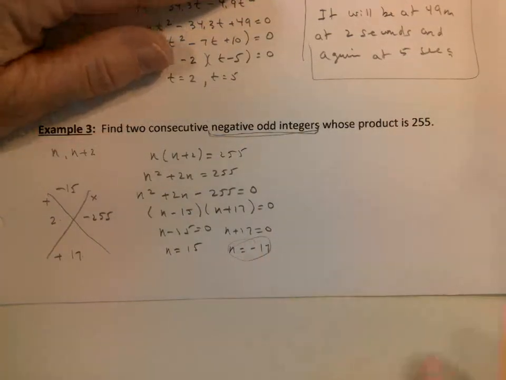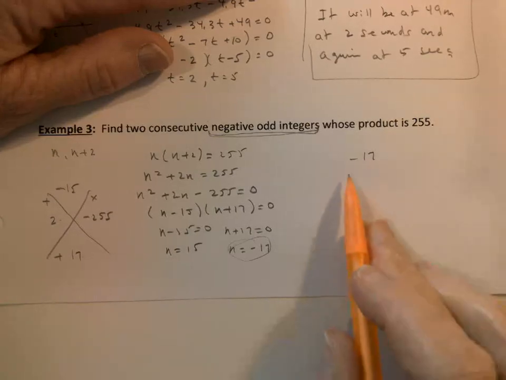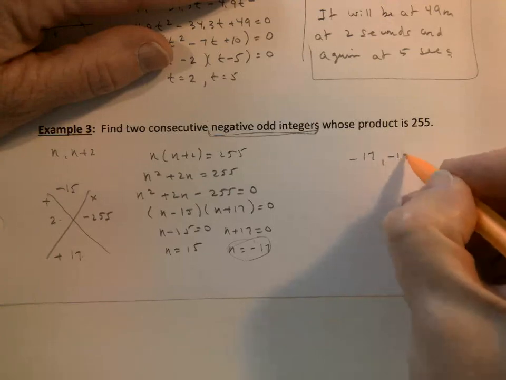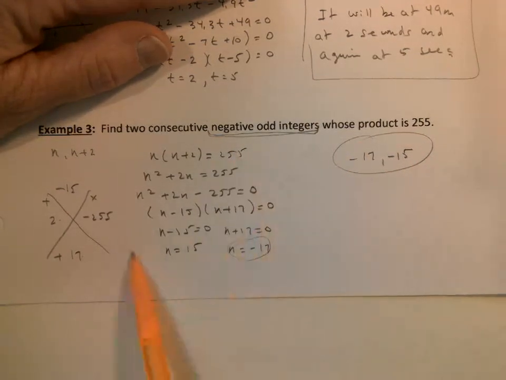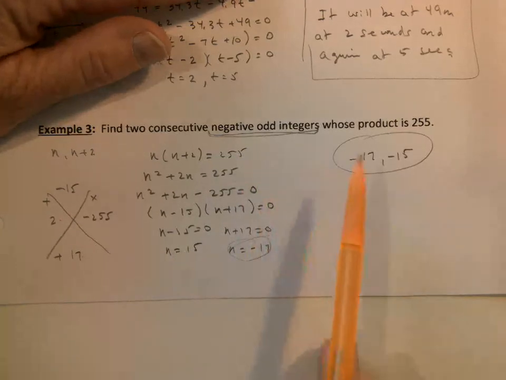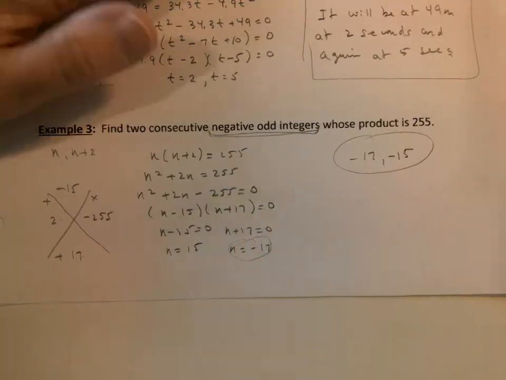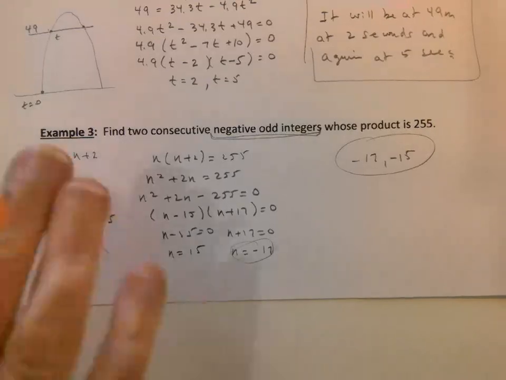So the two numbers would be negative 17, and if I add 2, if I go 2 to the right on the number line, the next number is going to be negative 15. Now, you'll find when you have problems like this, and it's not just consecutive numbers, it can be other things too, you'll get one answer that doesn't work, but its opposite may be a solution. It's not really a coincidence, but you'll see that every once in a while.